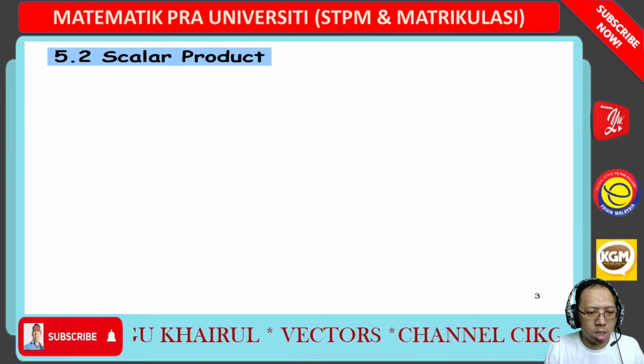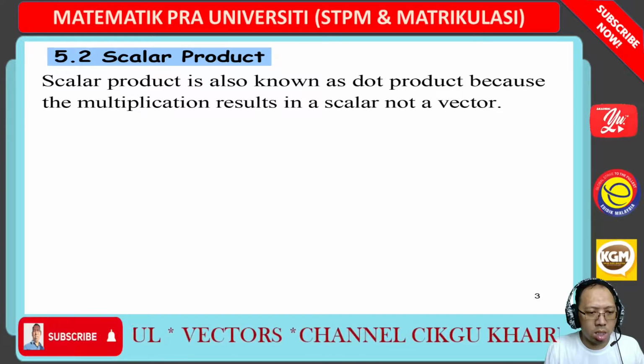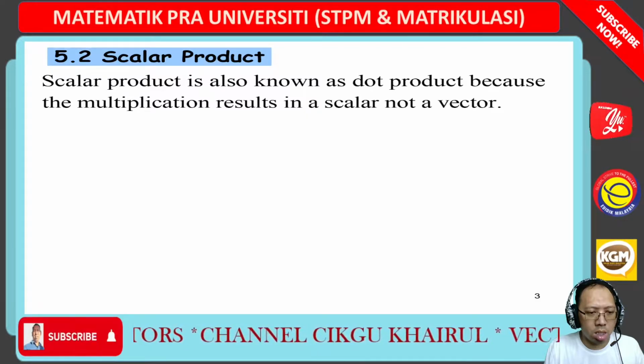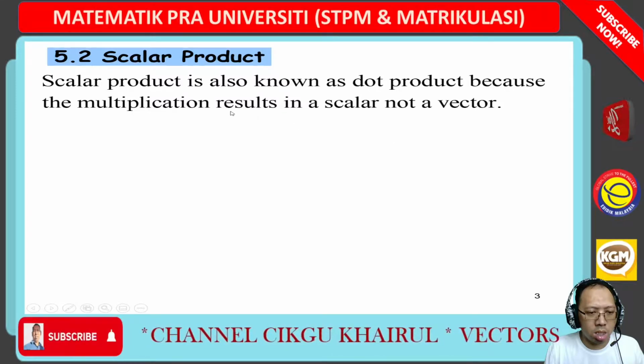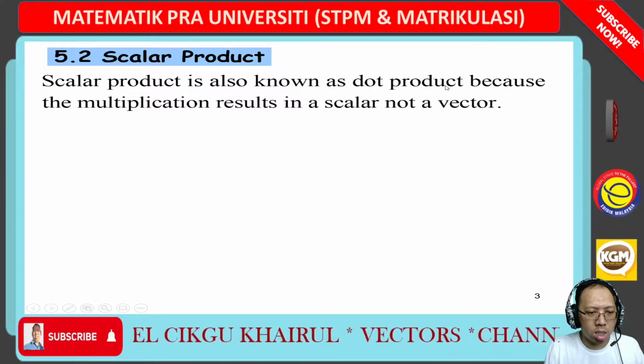So what is scalar product? So scalar product is also known as dot product because the multiplication result is a scalar, not a vector. So hasil darab dua vektor akan mendapatkan satu skala yang baru, okay? Bukan vektor. So kenapa dia dot product?